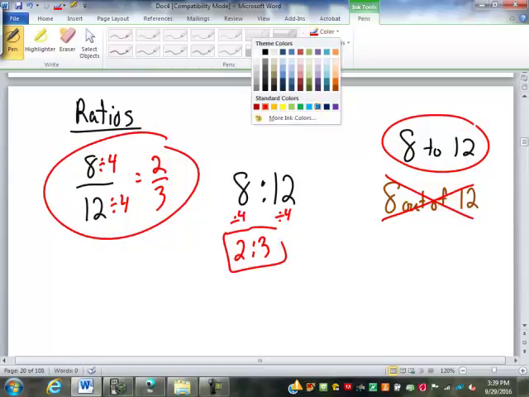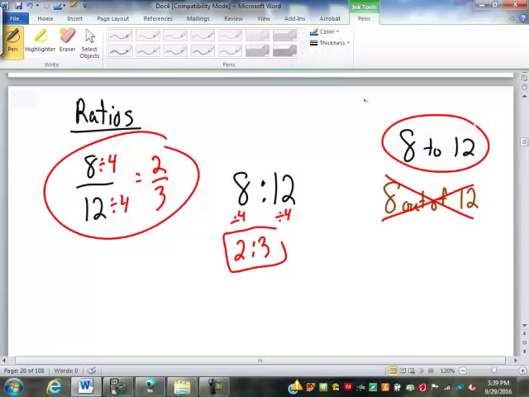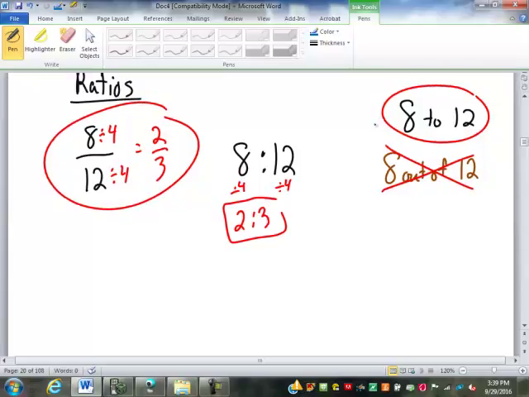The big thing, just like with our algebraic fractions, is we cannot make those into a mixed number. They must stay as just a fraction, because the ratio is just a comparison between two numbers. So 2 students in the classroom here in Rice Lake compared to every 3 students that are on the network is what that's saying.